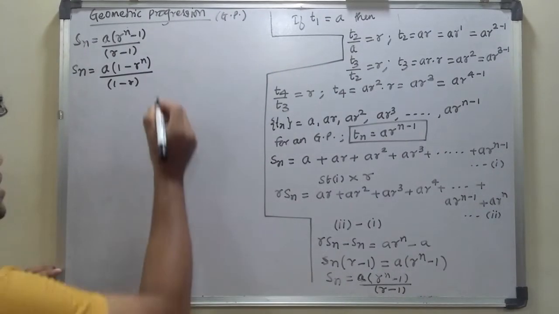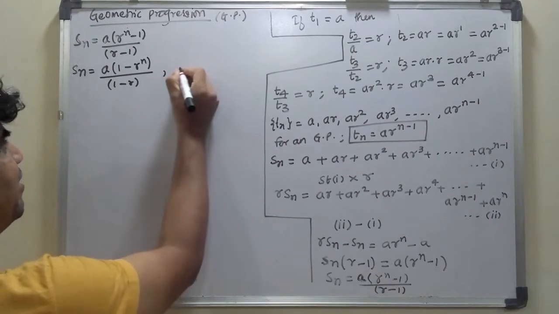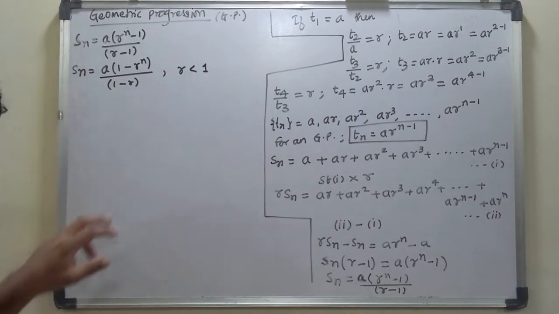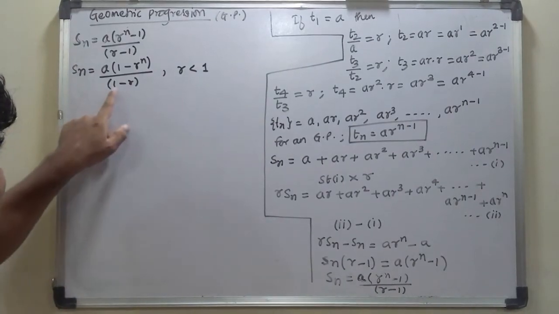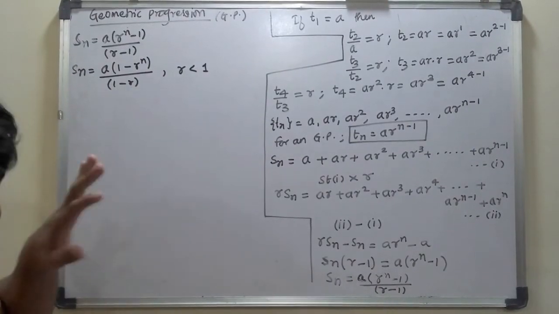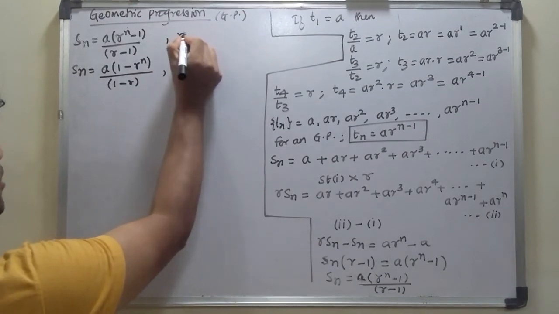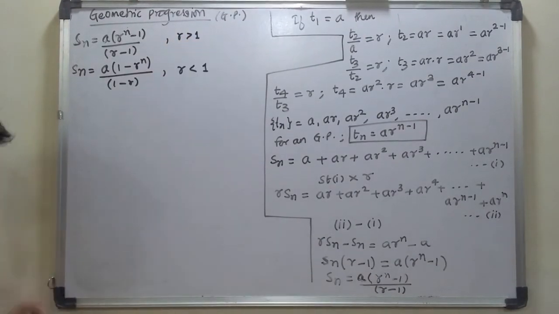I will be using this formula when I find that r is less than 1. Why? Because if r is less than 1, I get a positive value here, so I am concerned with that only. And I will be using this formula when r is greater than 1.